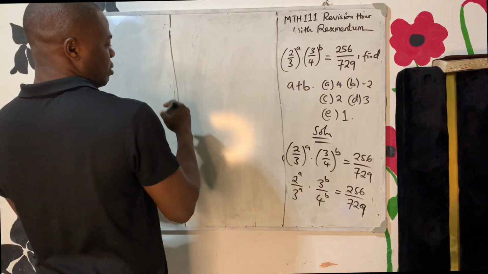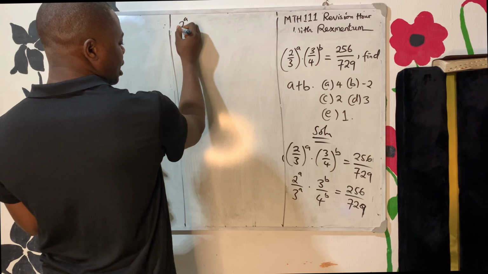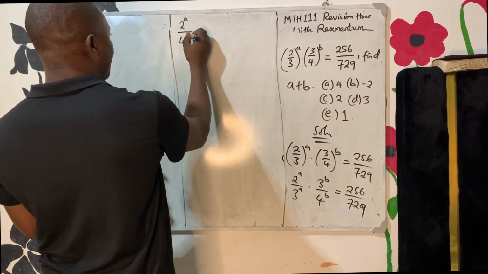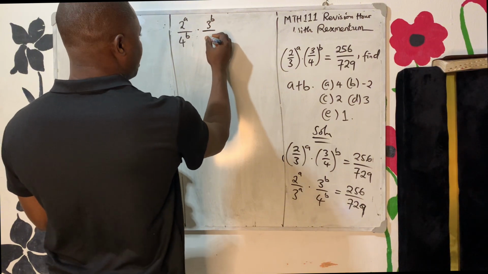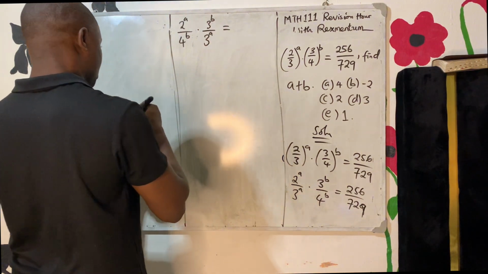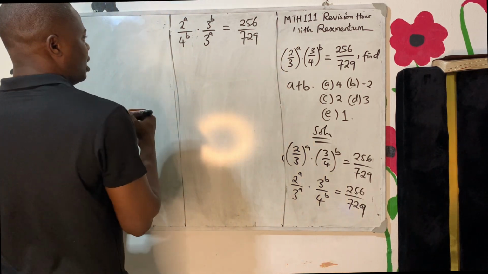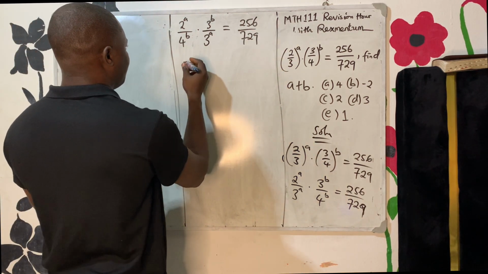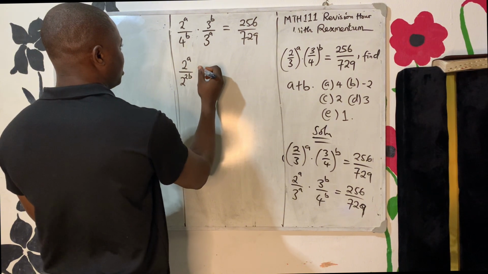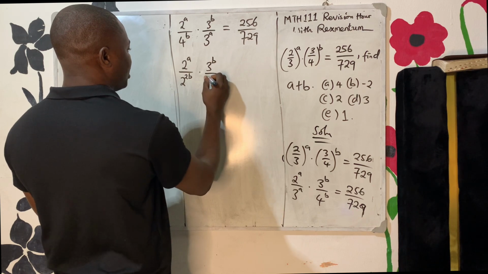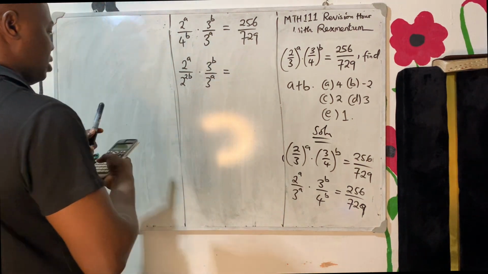Now here we have 2^a over 4^b times 3^b over 3^a to be equal to 256 over 729. Now let's see what we can factor out of this. This is 2^a over 2^(2b) times 3^b over 3^a is equal to, okay, let me check something.